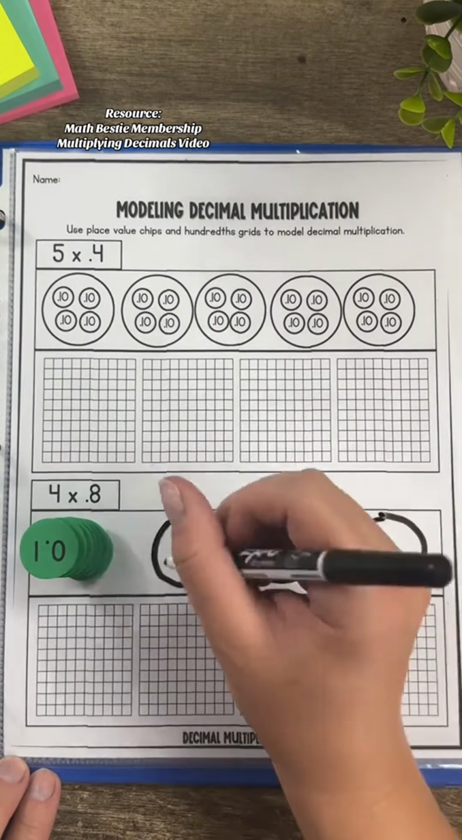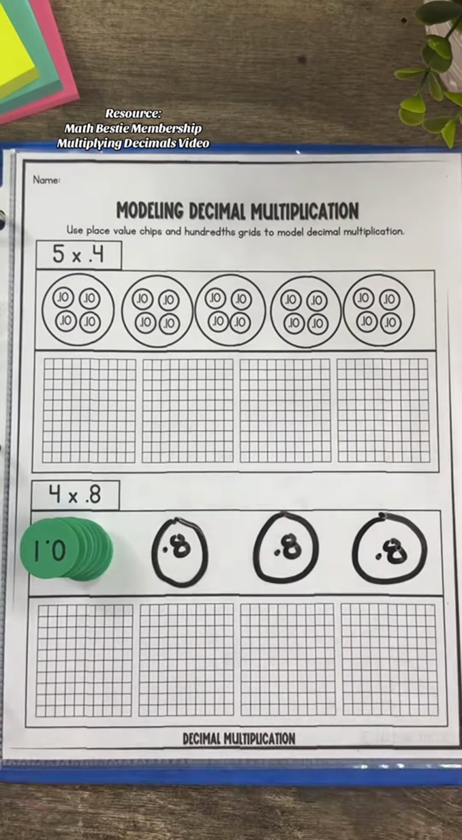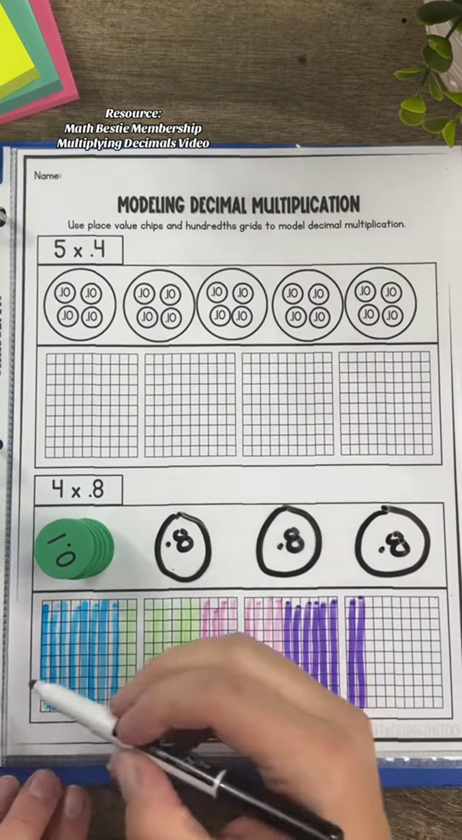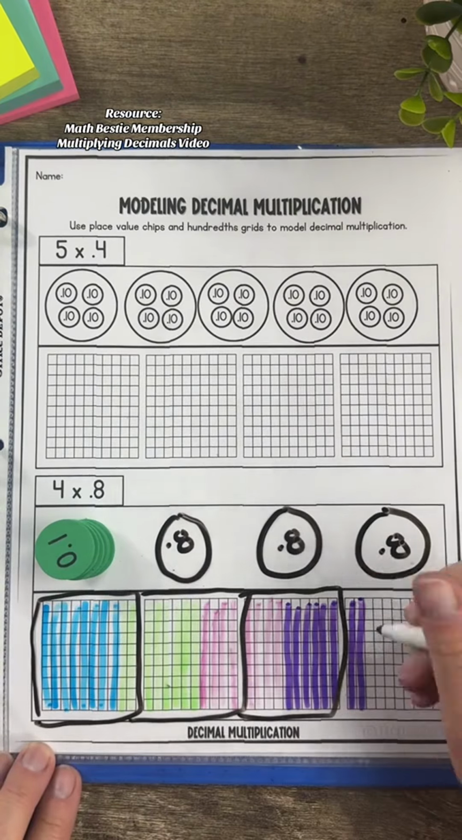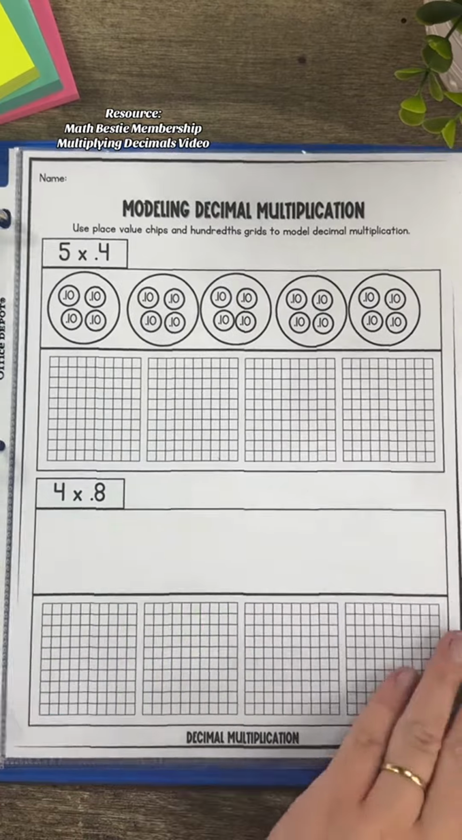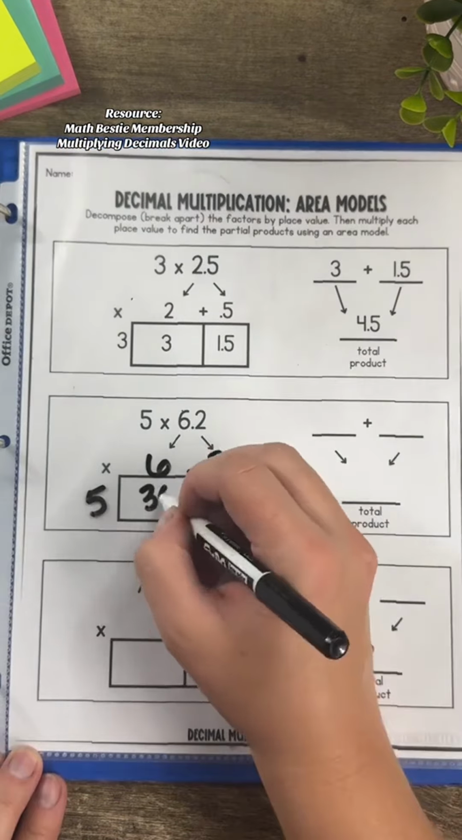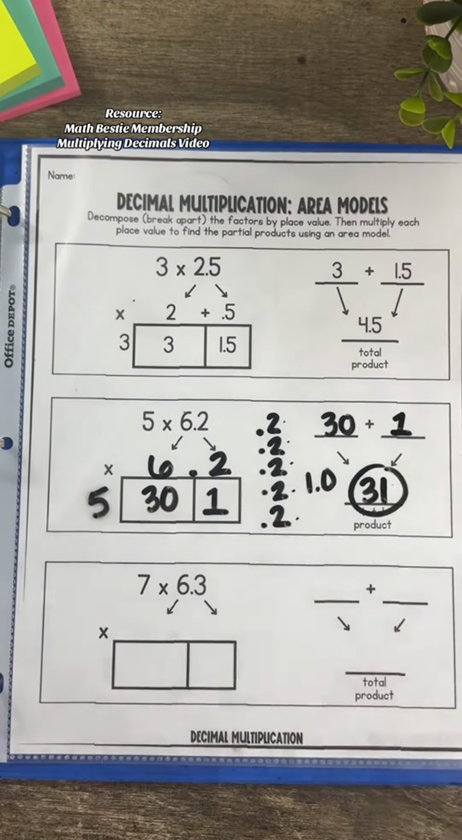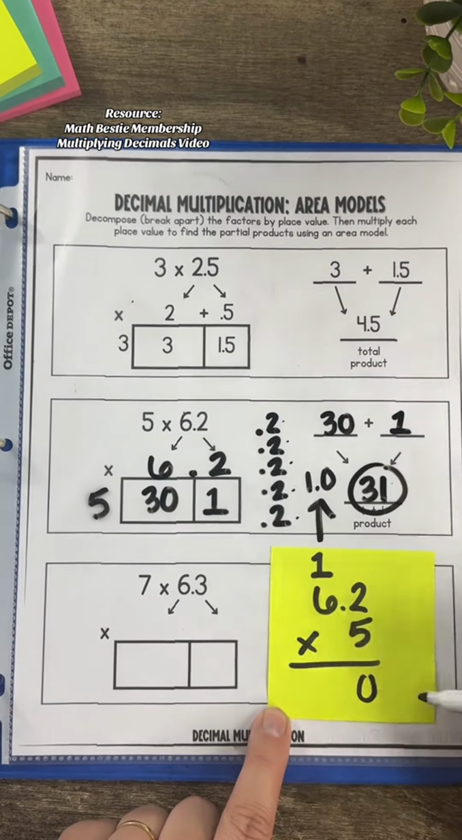And of course, the more models, the better. Here you can show certain groups of a decimal as well as using hundredths or tenths grids to model this. I use different colors to show the equal groups. Then you can connect the area model to the standard algorithm to help students connect the place value concepts when multiplying decimals.